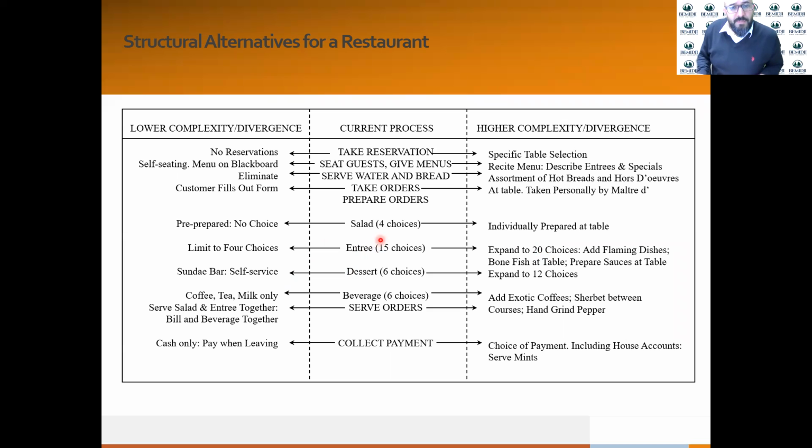The entrée could be 15 choices right now in the current process, but you could limit that to only four choices. And if you need to make it complex, you could make it 20 choices and so on. So there's one way to lower the complexity and another way to raise the complexity. The same thing applies to standardization: how you make your process less standardized or more standardized. Less standardized means flexibility in your process. More standardized means no flexibility in your process.